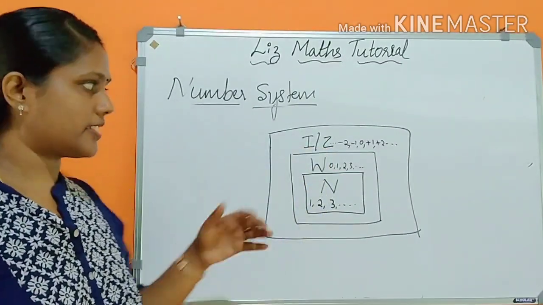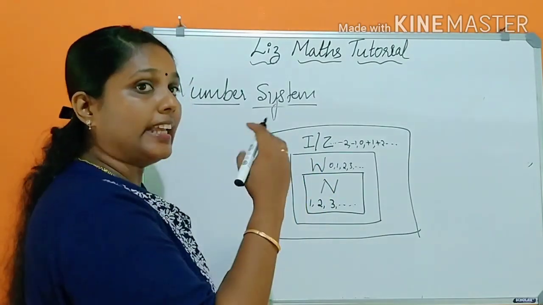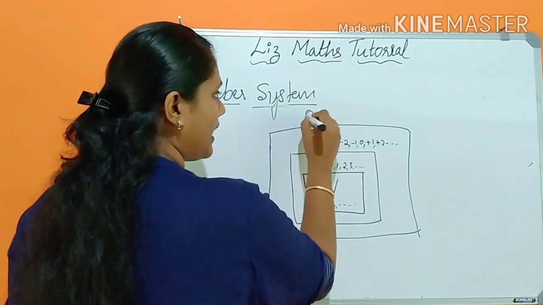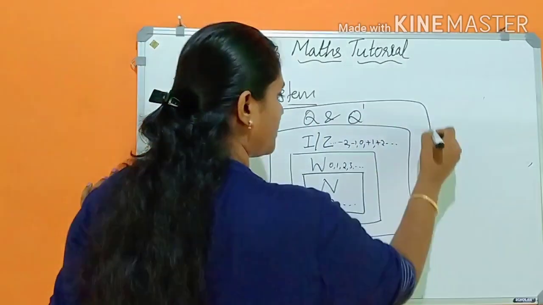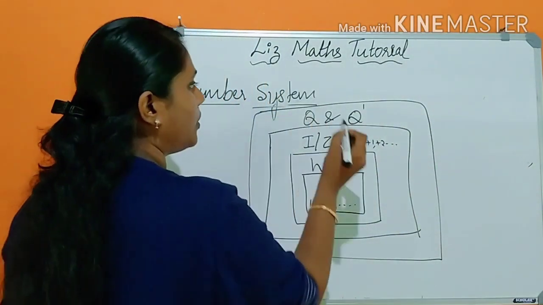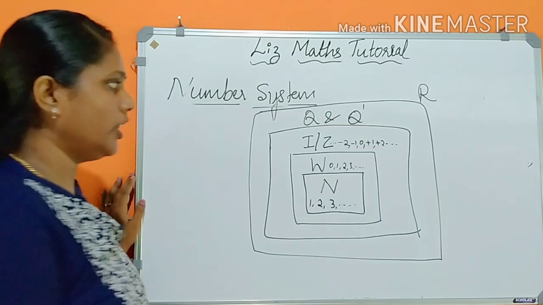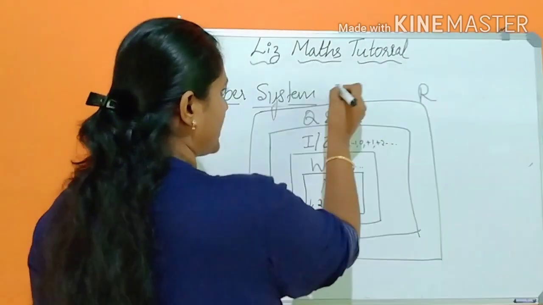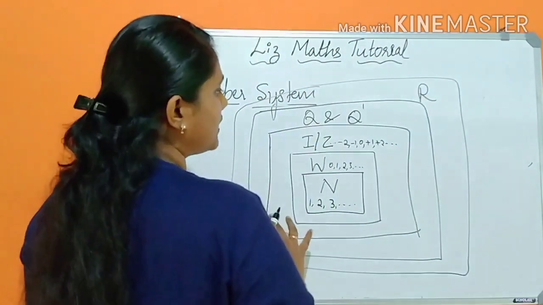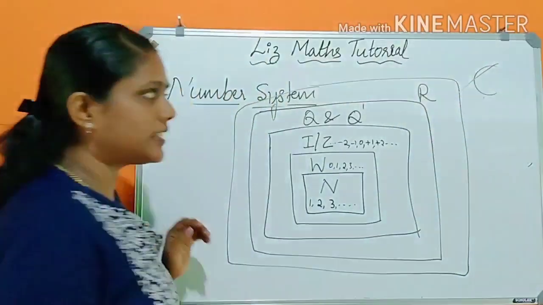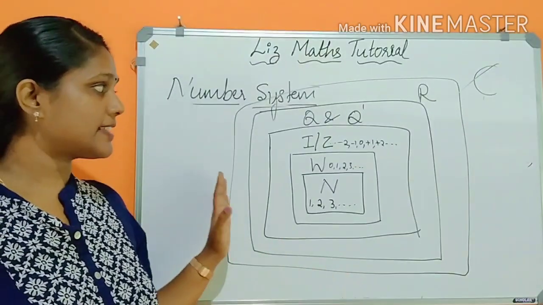It's called integers. What comes next? The rational numbers and irrational numbers, Q and Q dash. All together we call them real numbers. Q and Q dash together are called real numbers. And again there is an extension, students. All these numbers come under the complex number system, which we are not learning here. So the number system is structured in this nice manner.